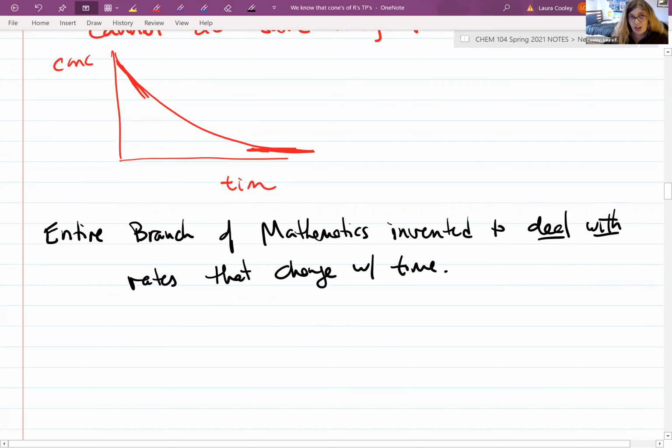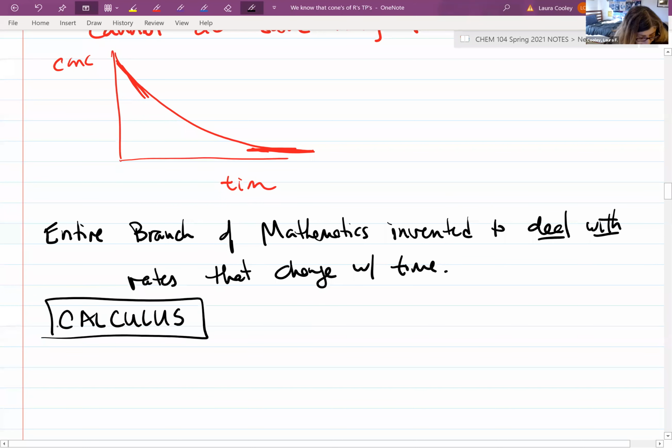Some of you have probably studied it in college or even in high school. What's that advanced course that everybody takes? Or some people. No, it's not physics, but calculus. That's it. Calculus was invented for physics. And of course, we chemists get to use it as well. So calculus basically deals with rates that vary.